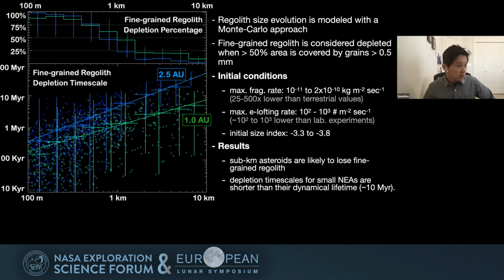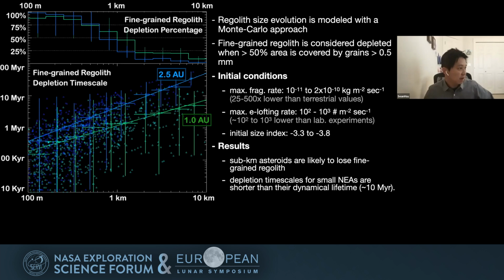So it seems that these processes are quite effective based on the parameters we considered, and for small asteroids, as you can see in the upper left plot, asteroids smaller than 1 kilometer are more than 50% likely to be depleted in fine-grained regolith.